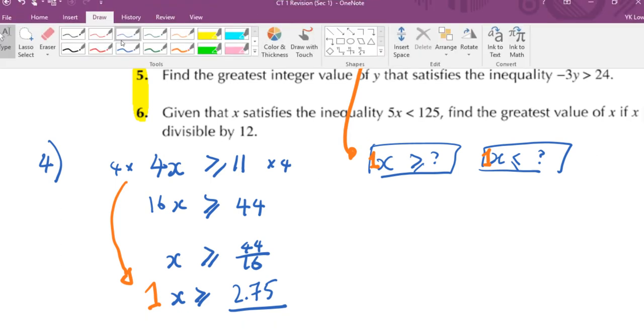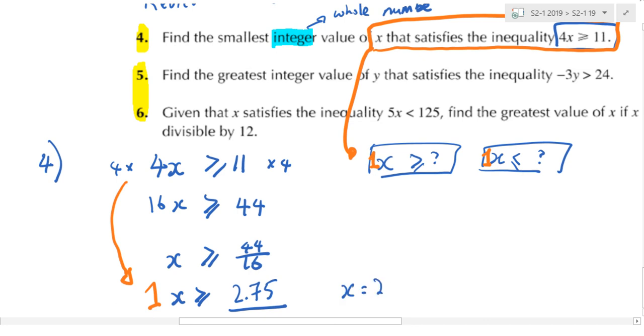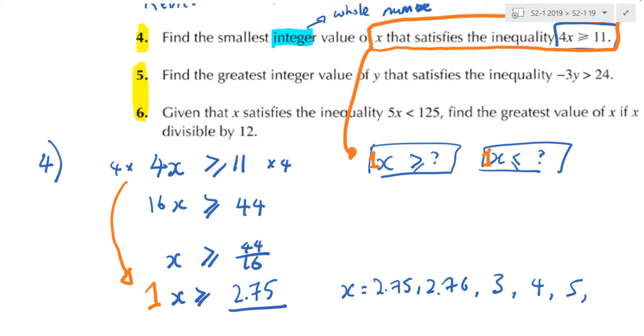So let's go through the inequality concept. X can be equal to 2.75. 2.76, yes or no? Yes. 3? Yes. 4? Yes. 5? Yes. Then satisfy means what? Means you make it happy. Means this one must follow this principle. Means the value of x must follow this thing that you write here. Then it says find the smallest integer. Smallest whole number. So integer is whole number.